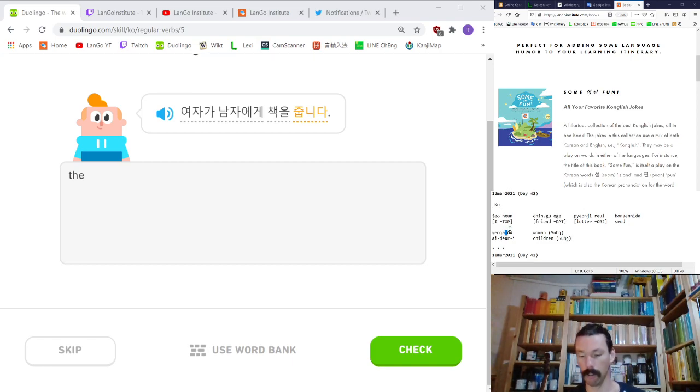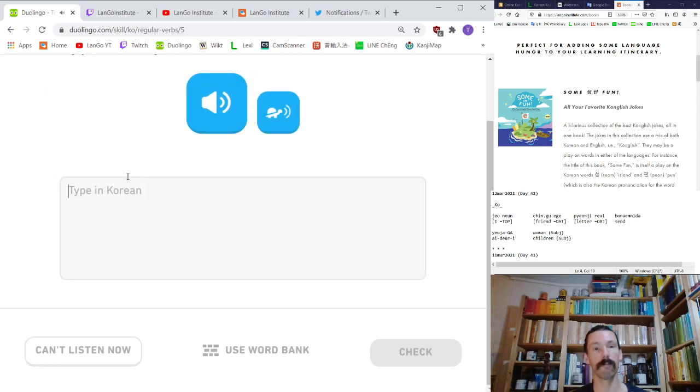여자가, so for parallelism there, I'll put a dash. It's not a suffix, so I wouldn't call it that. So here, the woman, subject, 남자에게, unto the man, toward him. 책을 줍니다. She gives the man a book, gives a book to the man. 제가 친구에게 선물을 줍니다.